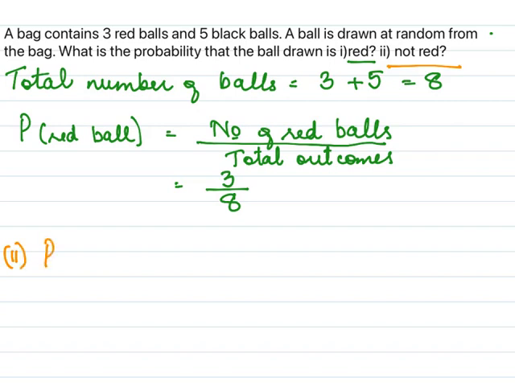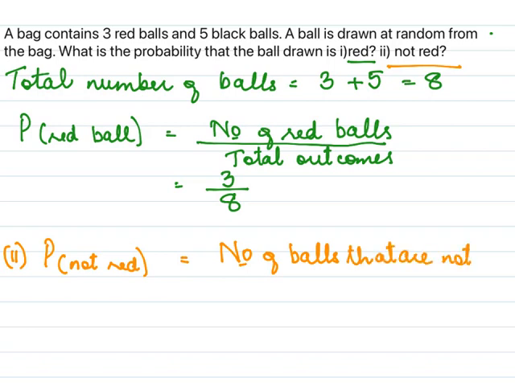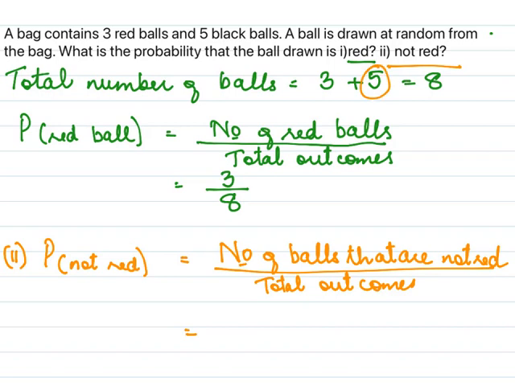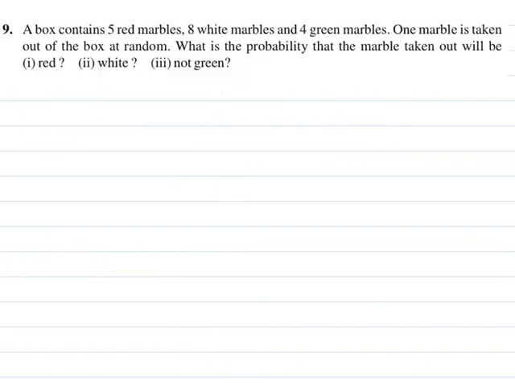So second, we find what is the probability of not red. So we have to see the number of balls that are not red over total outcomes. Now we see the ones that are not red are 5, because 5 are black balls. So 5 are not red, and the total we know are 8. So that will be over 8. So this is the probability of not red, 5 out of 8.